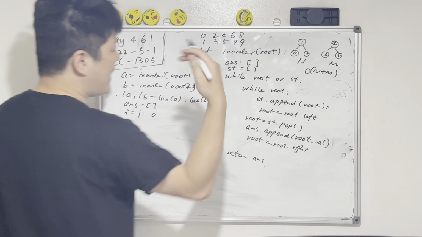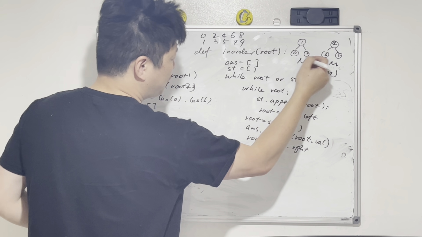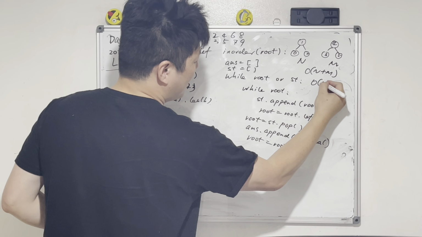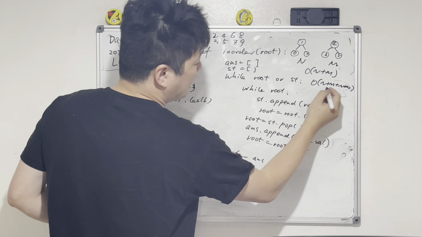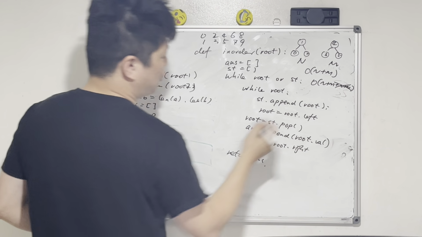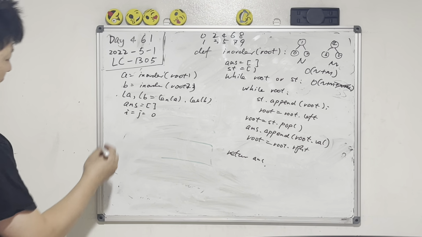And the time to do the in order traversal is O(n) for the first tree and O(m) for the second tree. So the time complexity will be O(n plus m plus n plus m), which is O(2n plus 2m), which is O(n plus m), because we drop the constant when we talk about time and space complexity. Then let's go back to this one.